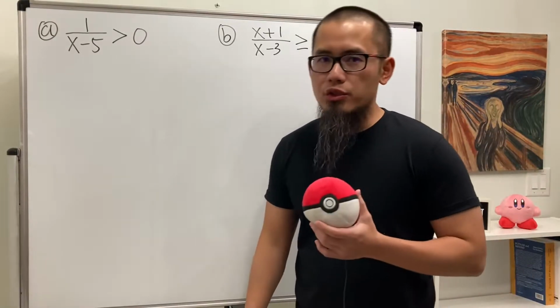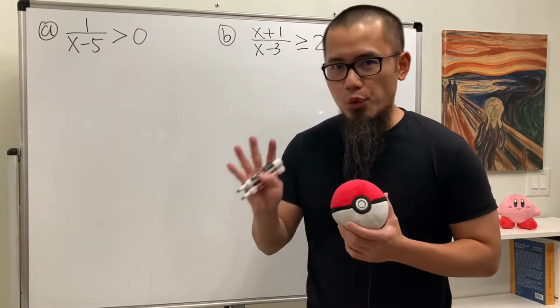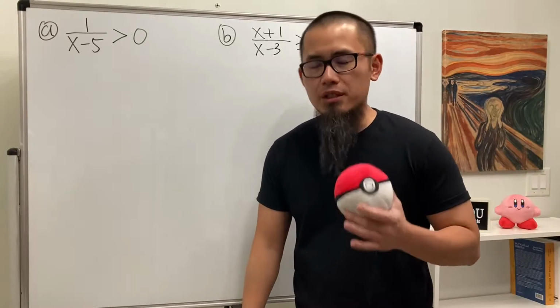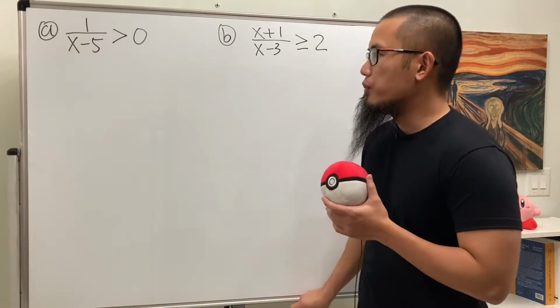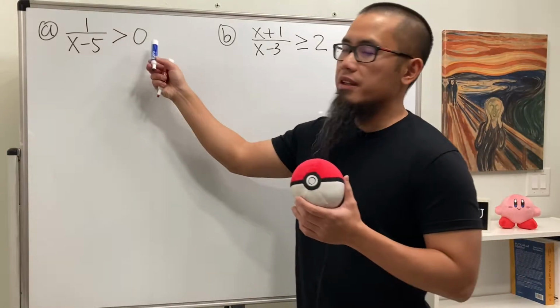How do we solve rational inequalities? In this video, we'll do 4 examples, and they can be tricky, so we are going to do them the safe way. Take a look at the first one. We have 1 over x minus 5, that's greater than 0.